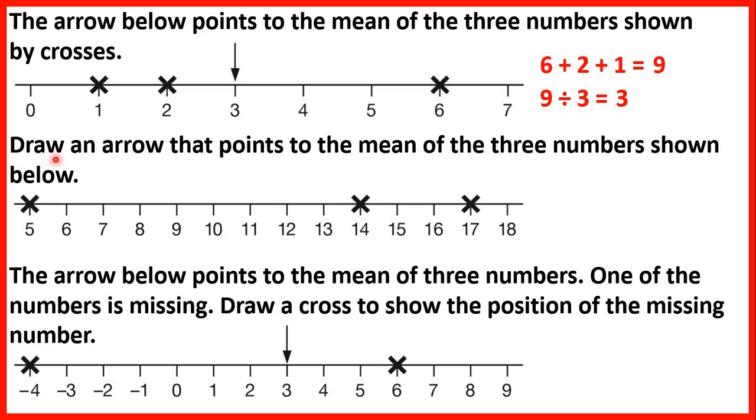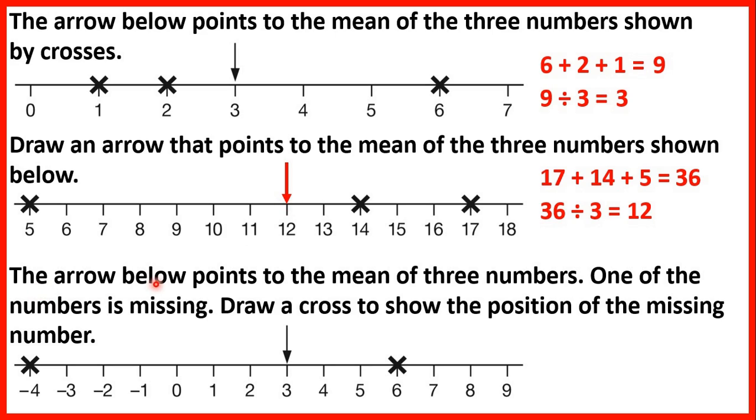So now draw an arrow that points to the mean of the 3 numbers shown below. We have 5, 14 and 17. So first, if we work out the total, that gives us 36. And because, again, we have 3 crosses, we need to divide the total by 3, and that means the mean is 12. So we can draw our arrow here.